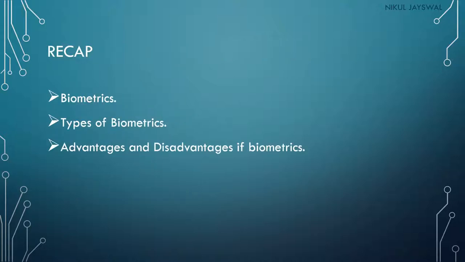In the previous lecture we discussed biometrics and the types of biometrics. We have basically two types of biometric systems. First is the physiological biometric system that relies on the physical characteristics of a user, and second is the behavioral biometric system that relies on the behavior of a particular user or person. After that we discussed some of the major advantages and disadvantages of biometrics.